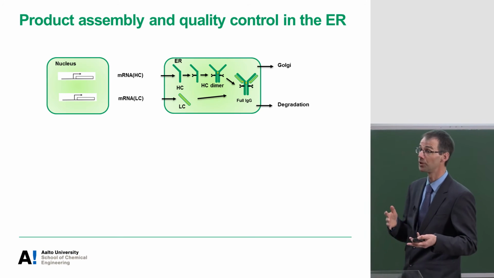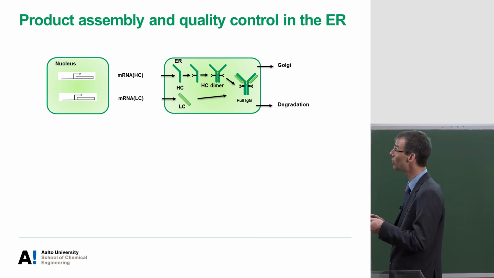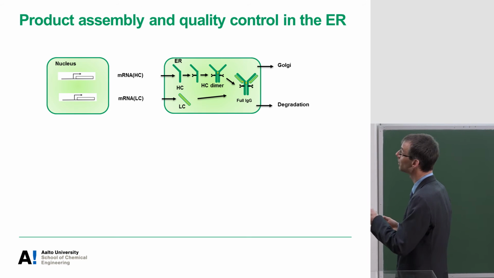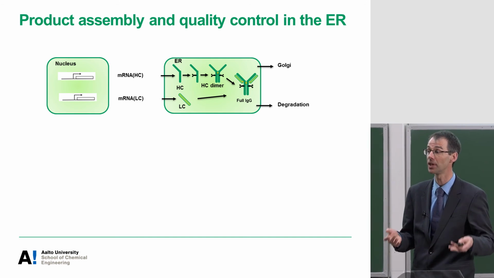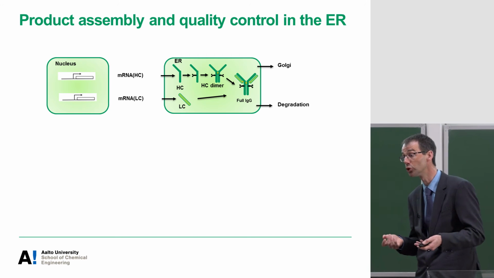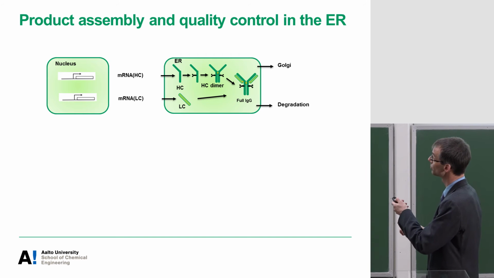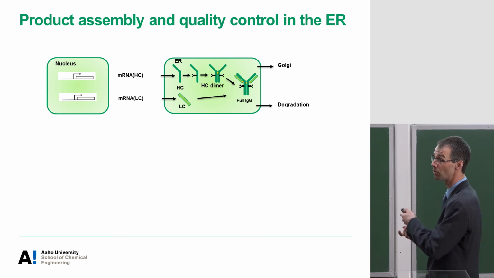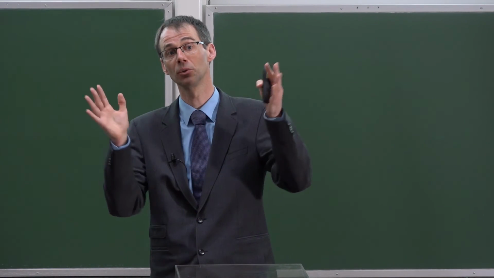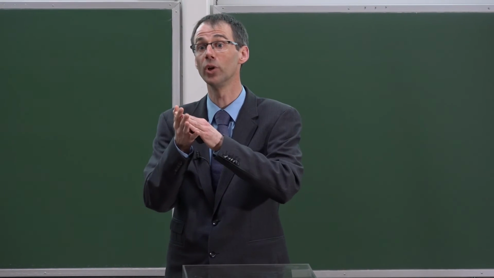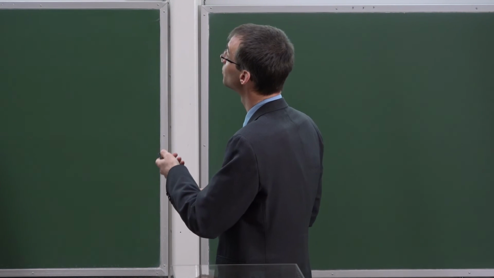Then a couple of words about the product assembly. So we know we have the nucleus, where we have the genes, we have transcription taking place, we get RNA produced, and then this RNA is translated, and proteins are formed. And for the antibody, you have two types of protein chains. They have to come together to get the final product, and this is shown here.